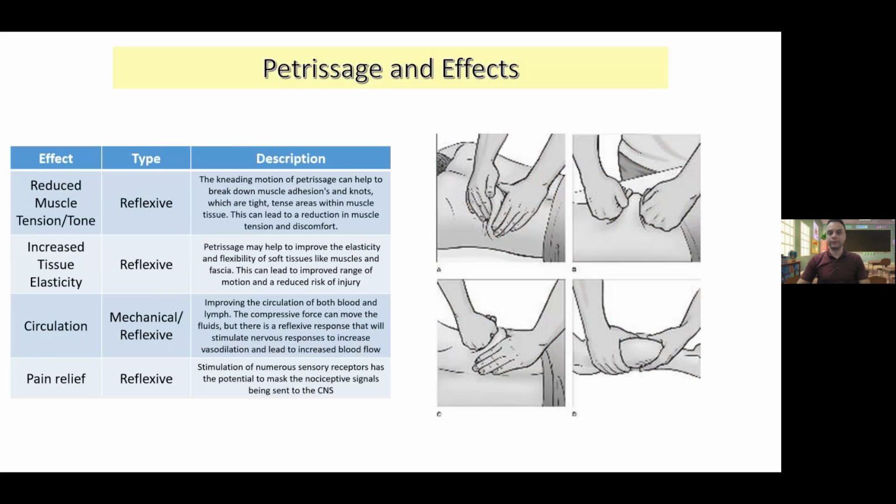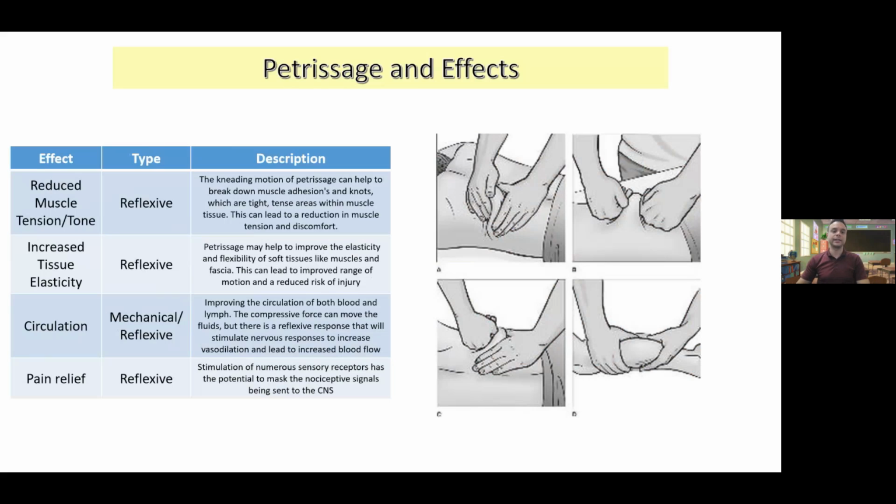So again, this would be a reflexive effect, right? It might have some mechanical components, but it's largely reflexive. So think like if you were to tenderize some meat, right? If you had a steak, which you shouldn't eat steak, but you would pound it, and that's going to soften it up, right? So the squeeze kneading is going to soften up the muscle tissues.